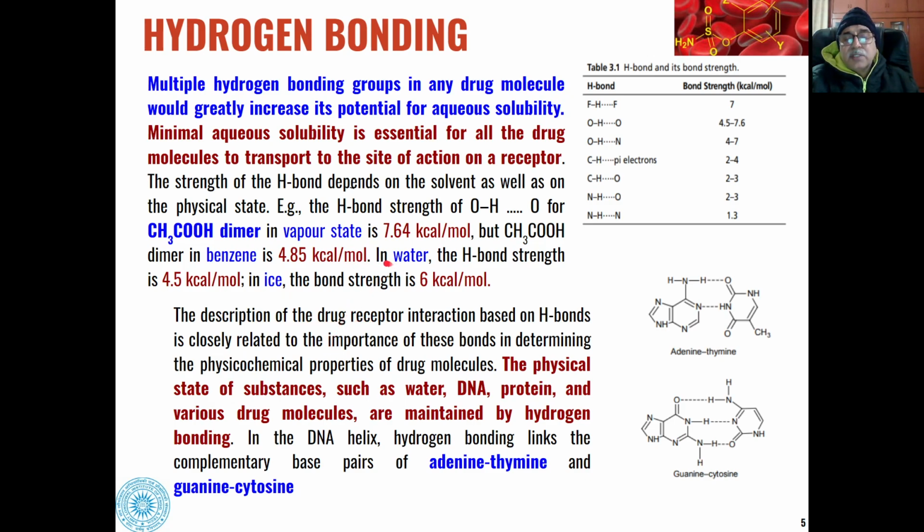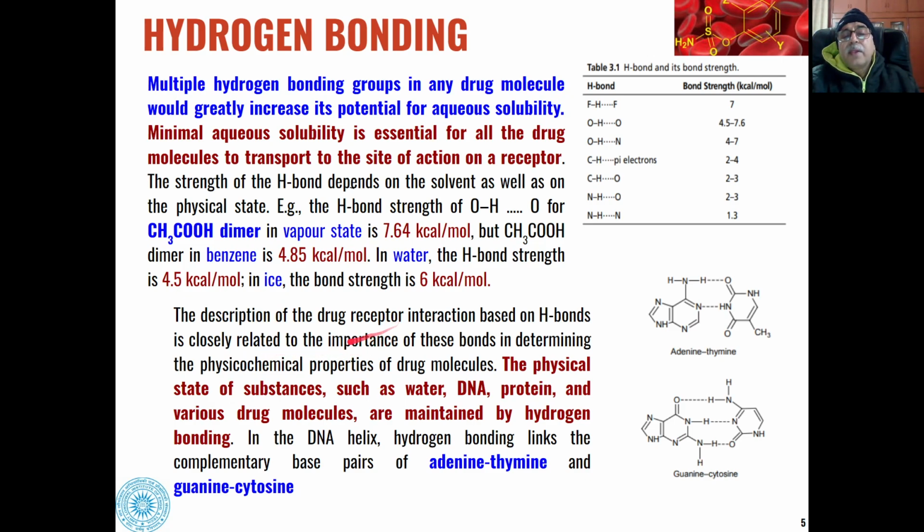Similarly, you can see that in water the hydrogen bond strength is 4.5 kilocalories per mole, whereas in ice it is 6 kilocalories per mole. And water is the liquid physical state, whereas ice is the solid physical state of the molecules. So a lot of factors determine the strength of the hydrogen bonding.